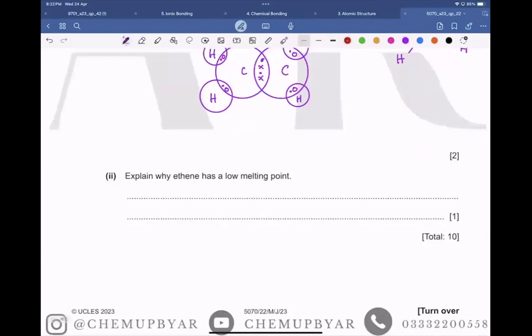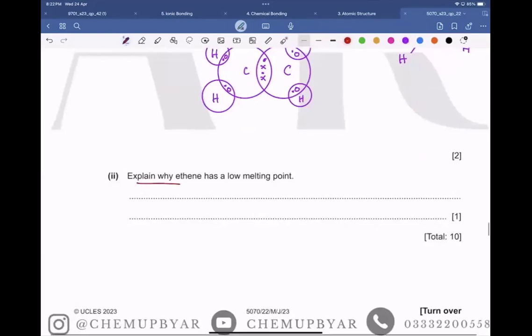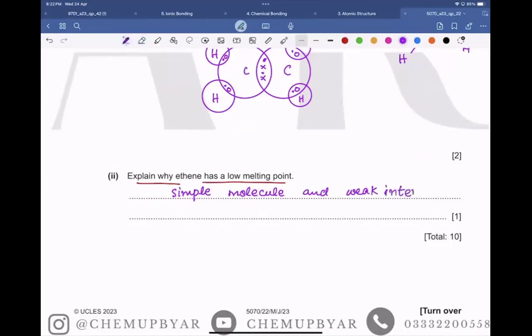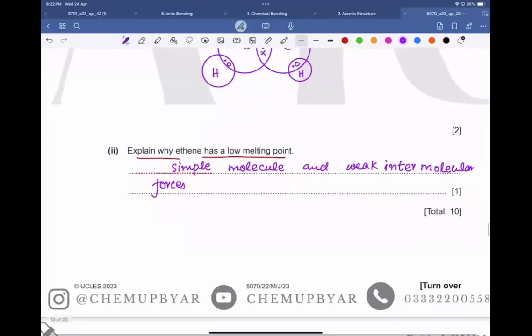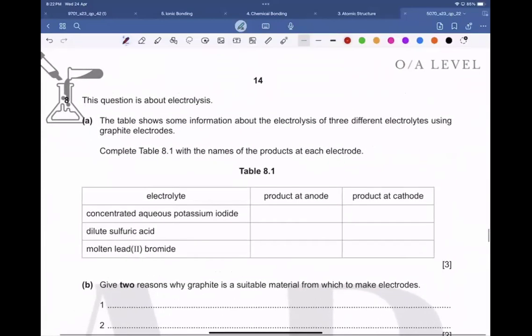Okay. Next part. Explain why ethene has a low melting point. 1 mark, so you need to write 1 point. So the 1 point is that there are weak intermolecular forces. And you can further write that it is a simple molecule with weak intermolecular forces.